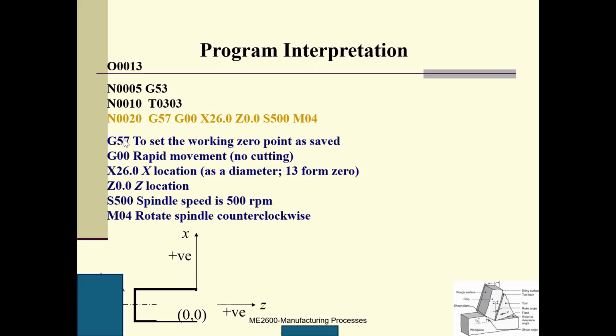And then G57 sets the working zero point. G00 is a rapid movement, no cutting. G01 is the linear interpolation, linear cutting. So G57 sets the working zero point, and G00 is a rapid movement from the current position to this location.